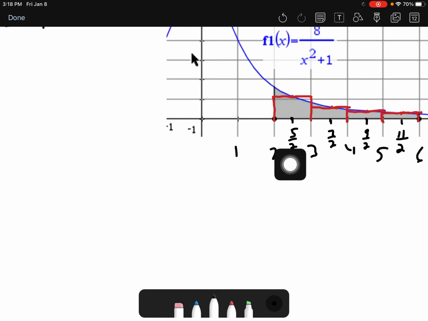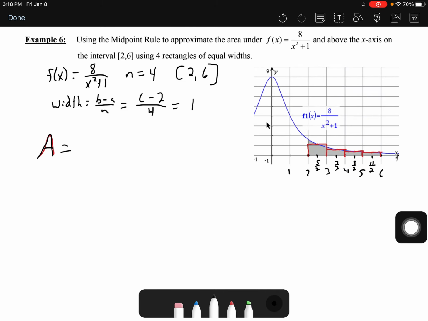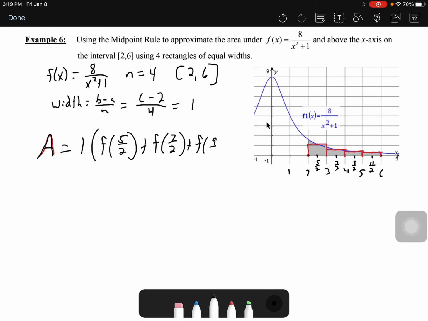So that's what I'm inputting. I'm going to do f of 5 halves for my height, f of 7 halves, f of 9 halves, f of 11 halves. Those are the heights of each of those rectangles. The widths are always 1. So I'm going to say my width is always 1, but now I have to do f of, like we said, the first one is right here at 5 halves, f of 5 halves, plus f of 7 halves, plus f of 9 halves, and only 4 rectangles this time, f of 11 halves. Okay, so that's what I'm totaling.